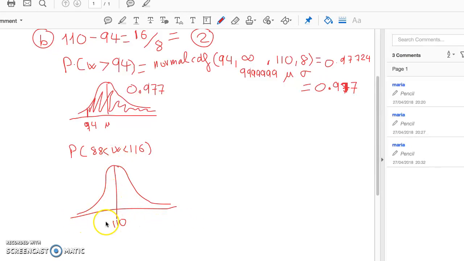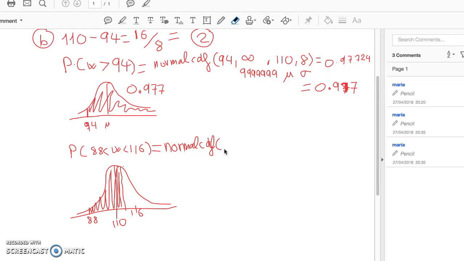I have it again. I have my 110, which is my mean. So where do I draw the 116? Well, it's not very far away from the mean. It's less than 1 standard deviation. Let's label it here. While 88 is much farther away. Let's put it around here. It doesn't need to be perfect. And what I'm asking for is the probability, which means this area. I need to shade the area.